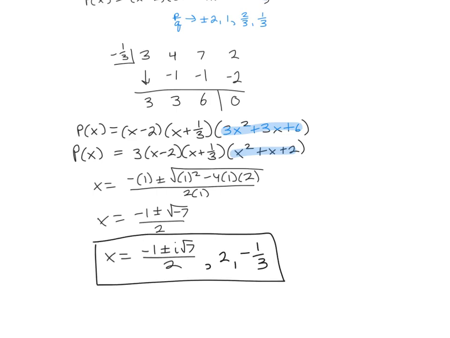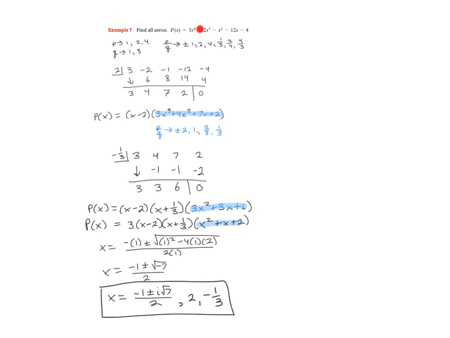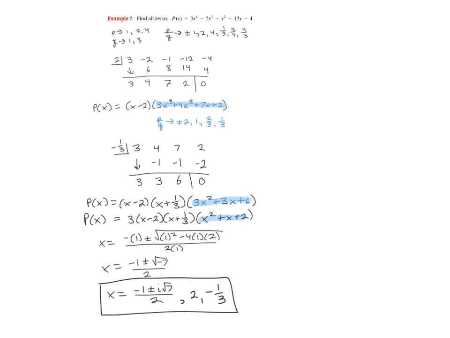So you can see here that we have a polynomial that has a degree of 4, and I do have 4 answers. I have 2 real ones and 2 imaginary ones. So hopefully you can see how this kind of ties together everything we've been working on.